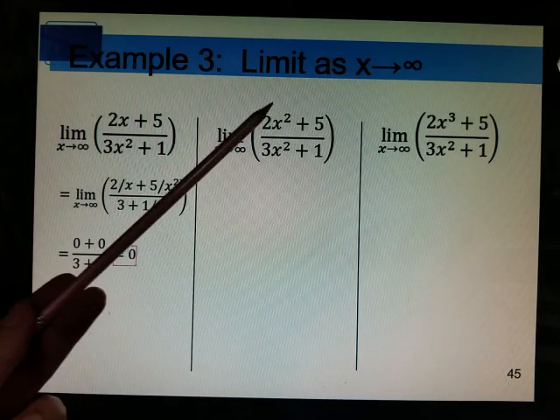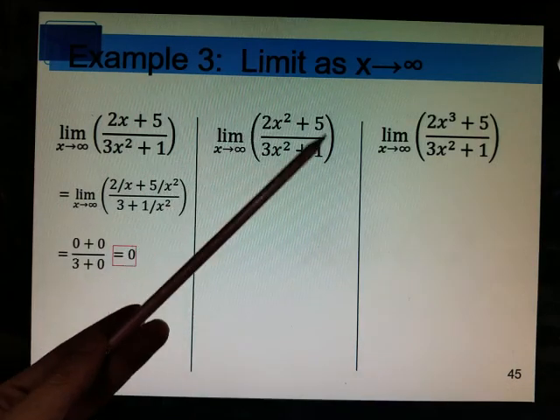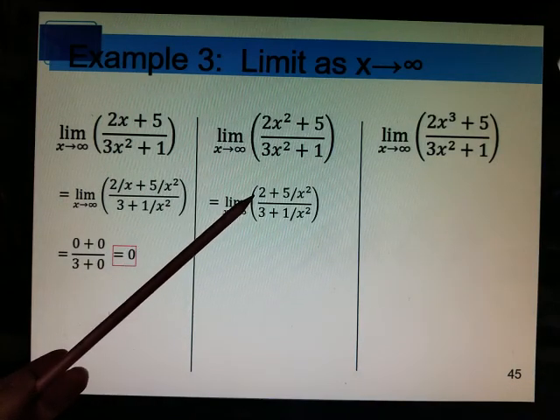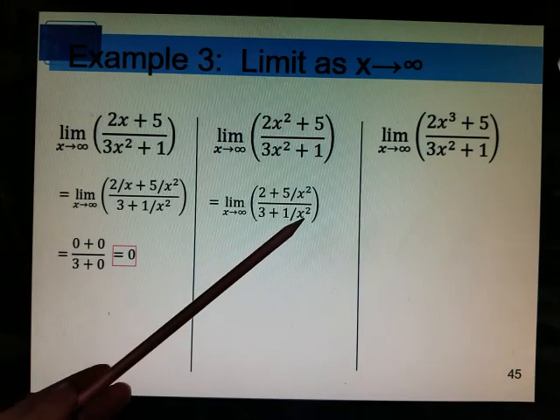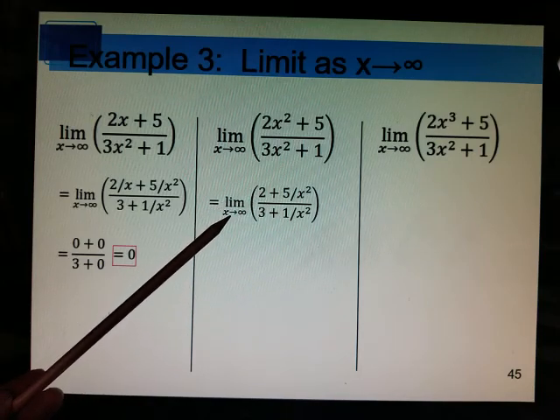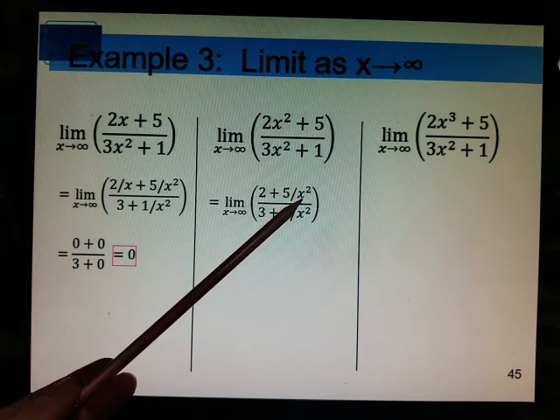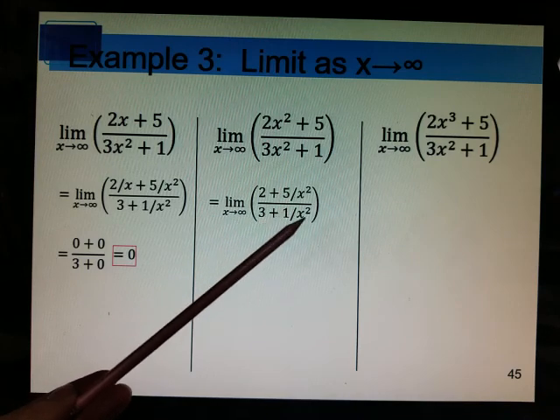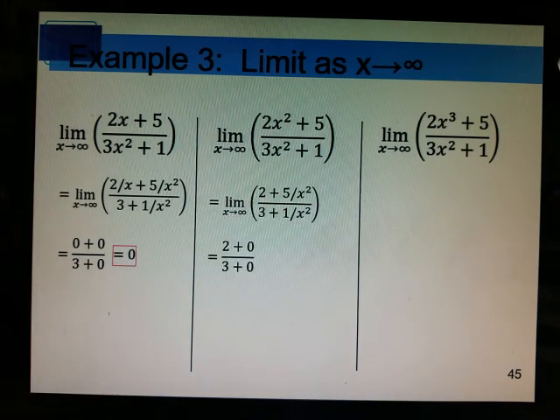Now the real work, the biggest degree is x squared. So divide each one of these terms by x squared. So it becomes 2 plus 5 over x squared, 3, 1 over x squared. Limit as x goes to infinity. Again, 5 over that million squared would be 0. That right there would be 0. So 2 plus 0, 3 plus 0 gives me my answer of 2/3 that I said from the beginning.